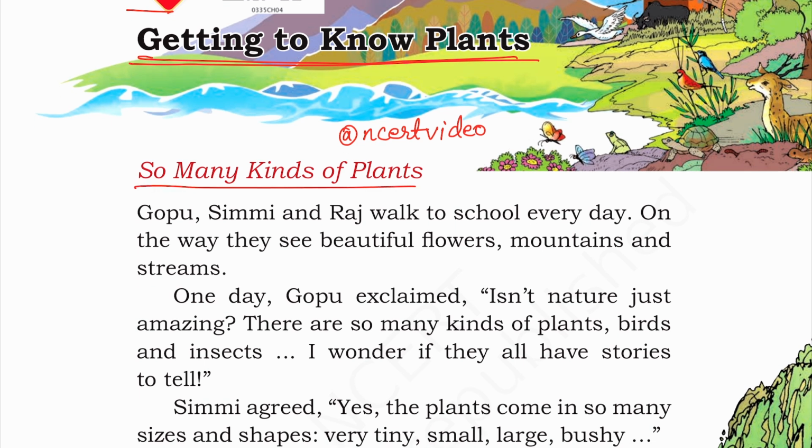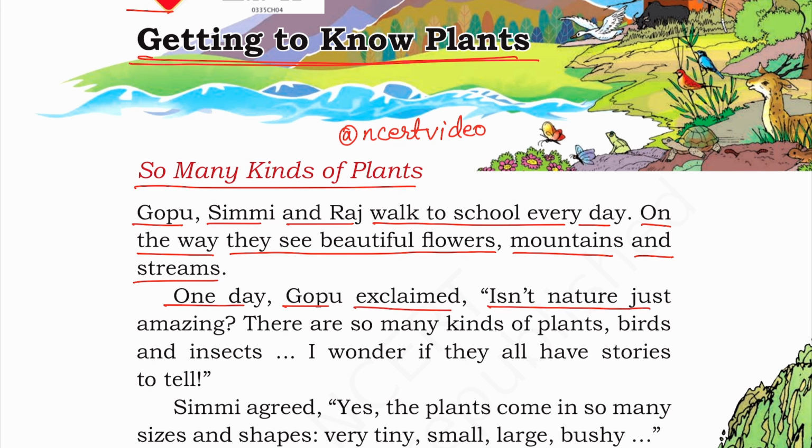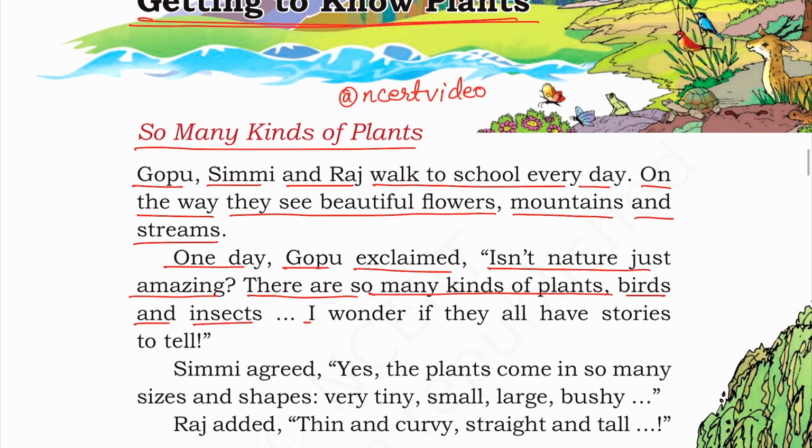So many kinds of plants. Gopu, Simi, and Raj walk to school every day. On the way, they see beautiful flowers, mountains, and streams. One day, Gopu exclaimed, "Isn't nature just amazing? There are so many kinds of plants and birds and insects. I wonder if they all have stories to tell."